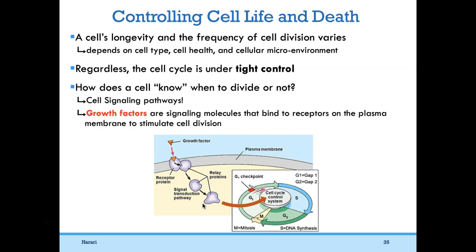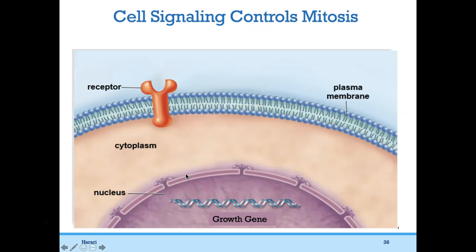One such signal is called growth factors. Growth factors are special signaling molecules. This little triangle is an example of a growth factor. They bind to receptors on the plasma membrane and stimulate cell division. So when this growth factor binds to this receptor on a cell, the cell will know that it's time to divide. So that's how signals tell the cell when to divide or not.